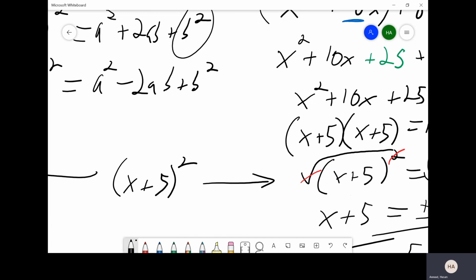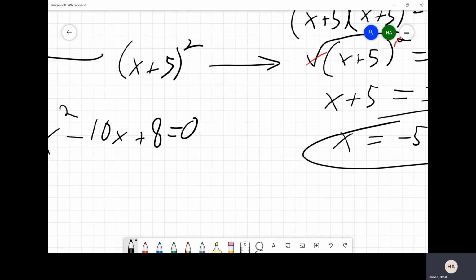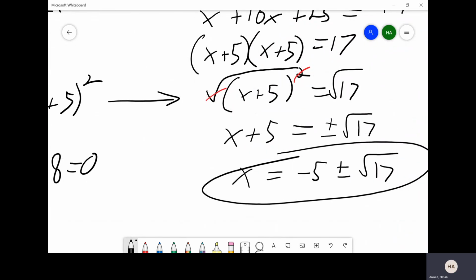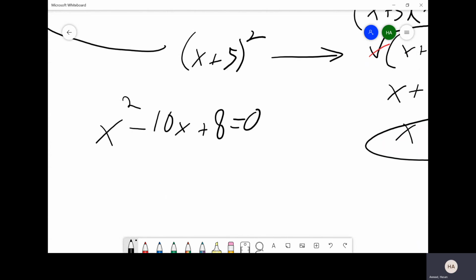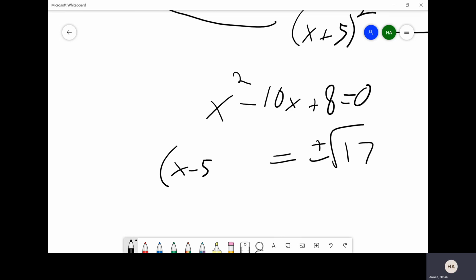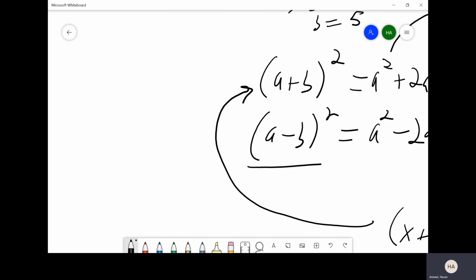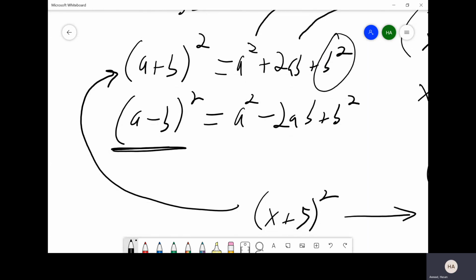So if we had, for example, and I'll just write this out, x squared minus 10x plus 8 is equal to 0, we would end up with a very similar scenario where we had the square root of 17, all on the right side, so square root of 17 plus or minus, but the difference is that we would end up with x minus 5 squared, which again corresponds back to this guy here, a minus b squared.